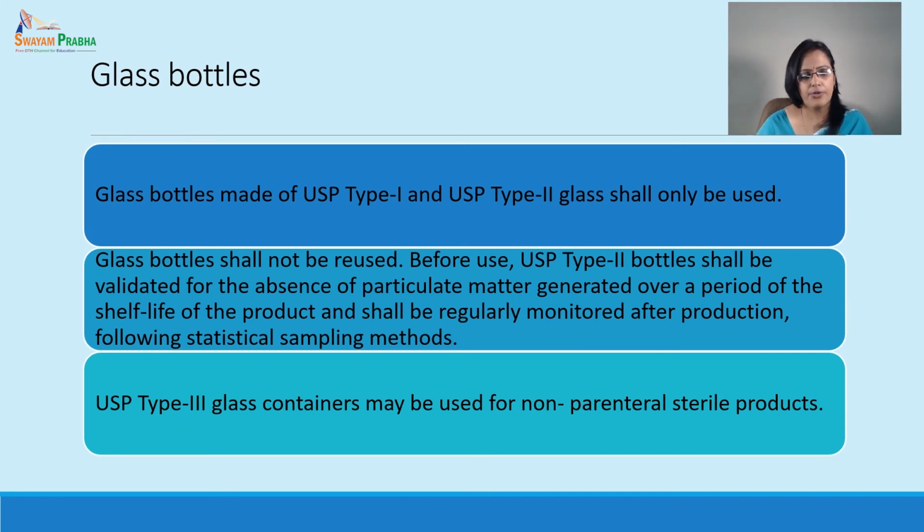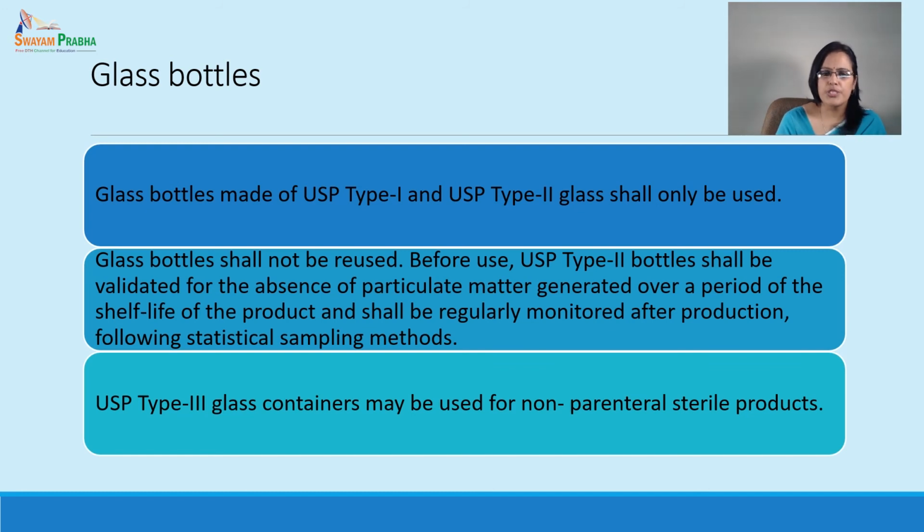Glass bottles. The shape and design of the glass bottle shall be rational and standardized. Glass bottles made up of USP type 1 and type 2 glass shall only be used. Rational means there must be a complete logic of using that particular glass. Glass bottles shall not be reused.